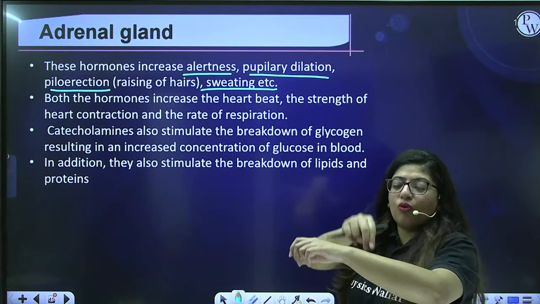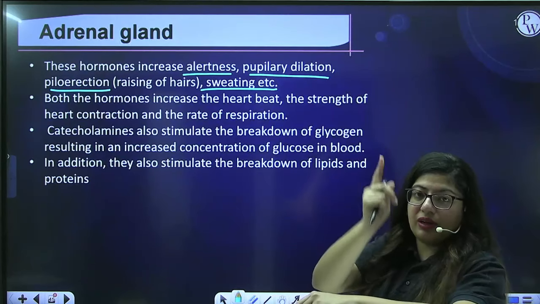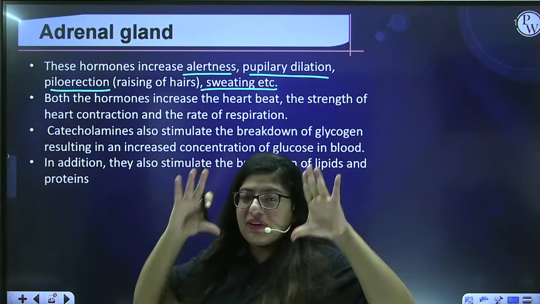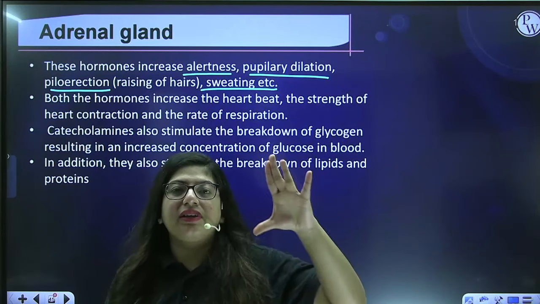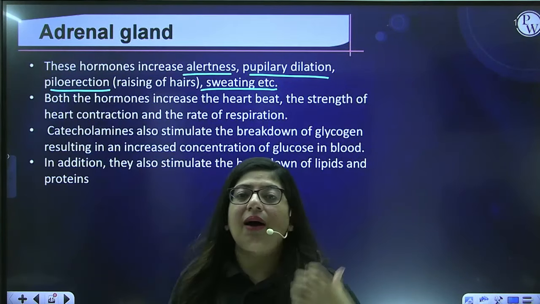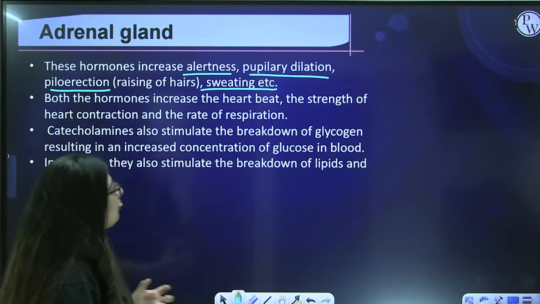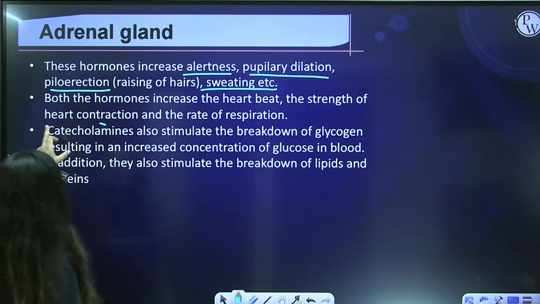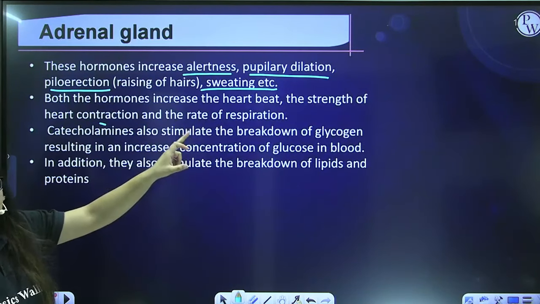That means your goosebumps will be there, your hairs will get erect. Pupillary dilation: the pupils will be dilated, they will expand, the pupil size will increase so that more light will come, and a clearer image can be formed. Both the hormones increase the heartbeat, the strength of heart contraction and the rate of respiration.